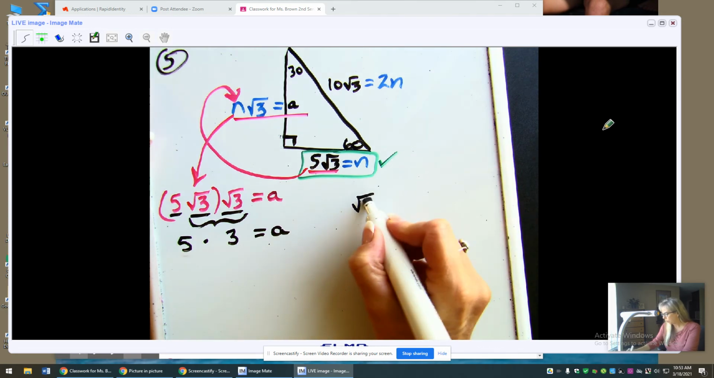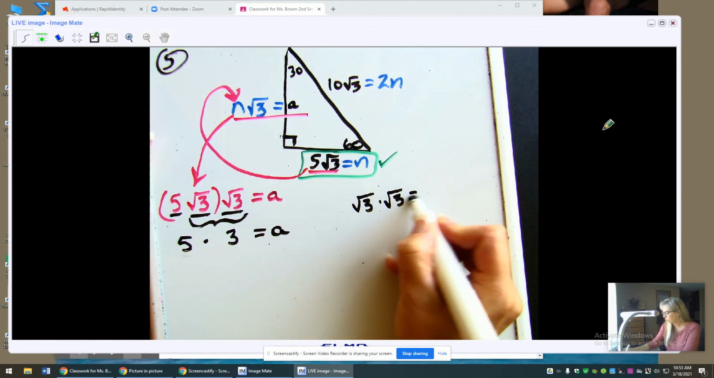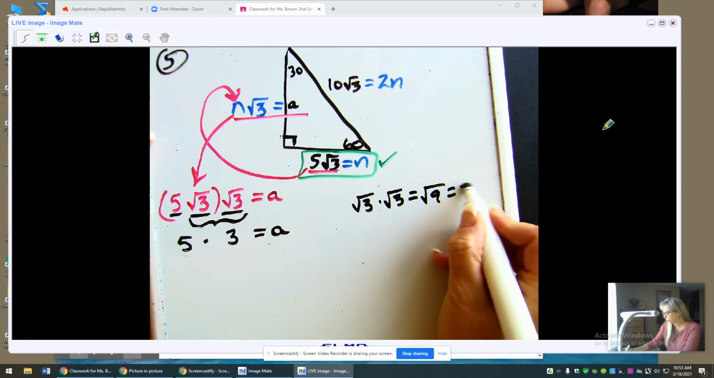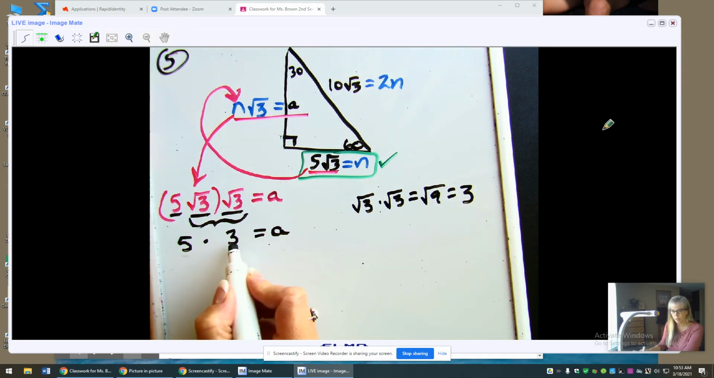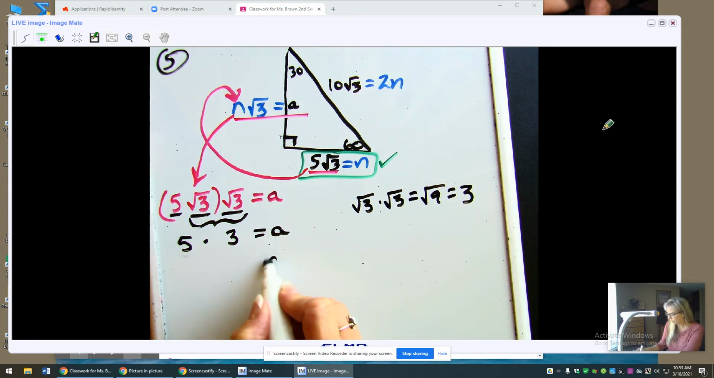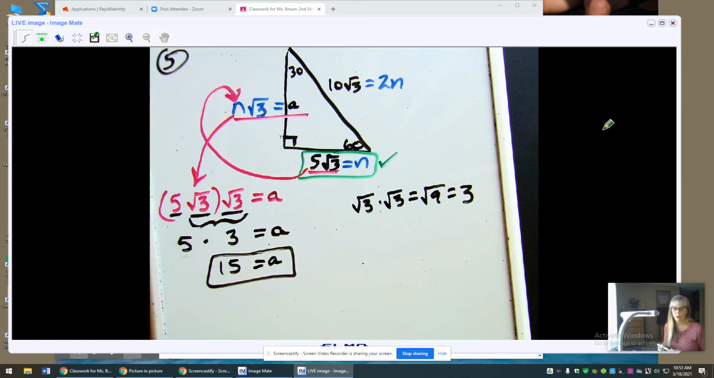Here's what I mean. The square root of 3 times the square root of 3 is really the square root of 9, which is 3. That's how I got that 3. And now I'm almost there. A is 5 times 3. They wanted me to solve for A. We finally made it.